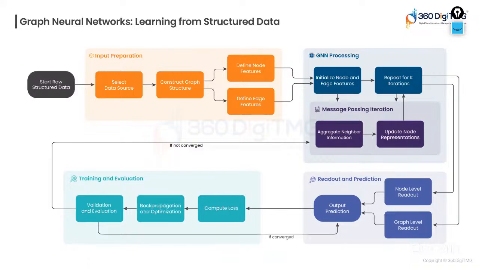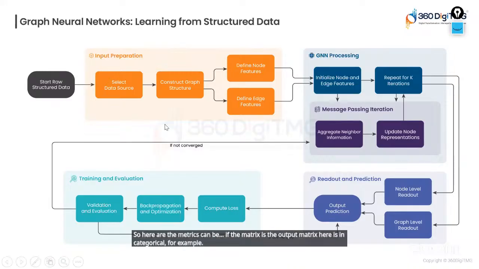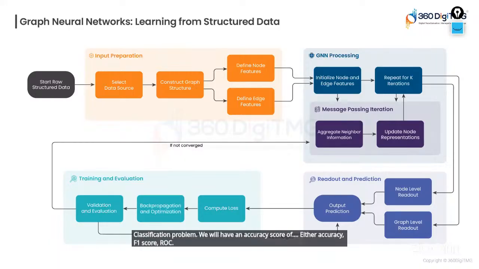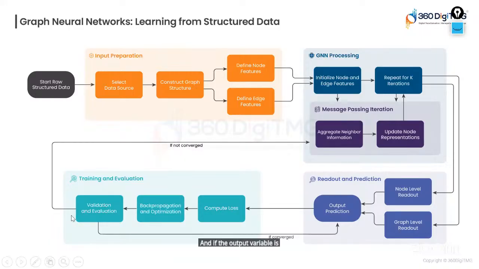Accordingly, we will have our validation and evaluation. In the validation, we will monitor the performance on unseen nodes or unseen graphs, or test data we can say. The metrics: if the output is categorical, for example a classification problem, we will have accuracy, F1 score, ROC. If the output variable is numeric, or a regression problem, we can use root mean squared error, MAE, R square, multiple things we can use.